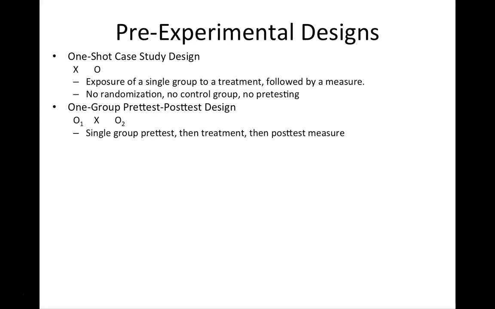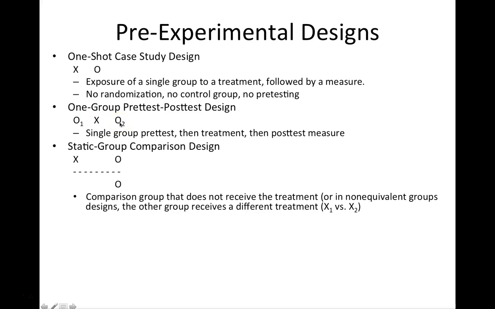A one-group pre-test post-test design is a similar situation, but you have here two observations. So a pre-test, then your treatment or your manipulation, and then a post-test measure. A static group comparison is a situation in which you have two different groups. You have one group that receives the manipulation, one group that does not receive the treatment or manipulation, and then you observe each of those groups. So you have no pre-test, but you have this post-test here. So a comparison group that does not receive the treatment, or in some non-equivalent group design, the other group receives a different kind of treatment.